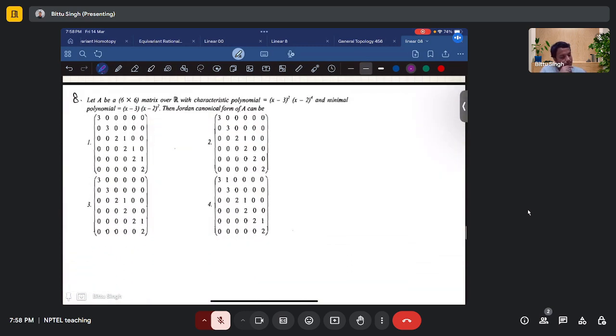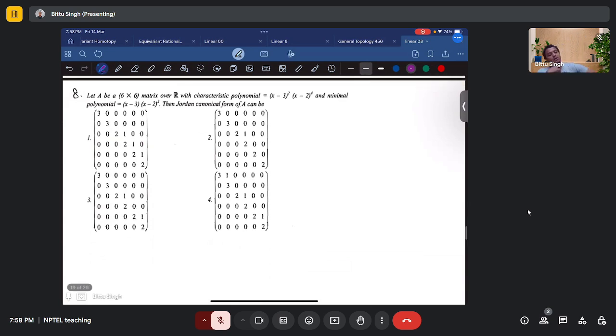Okay, question number 8. This seems like a very complex question, but it is actually very easy to see. The characteristic polynomial is given, and the minimal polynomial is also given. Now what will be the Jordan block?